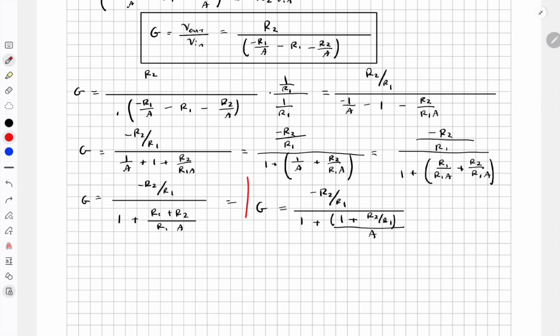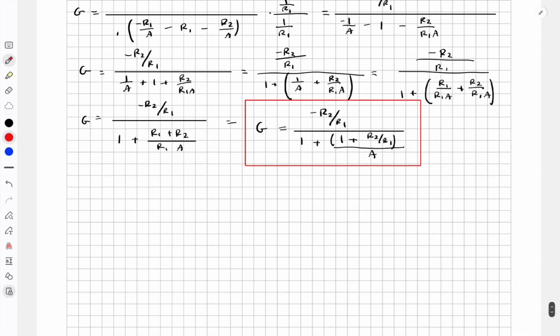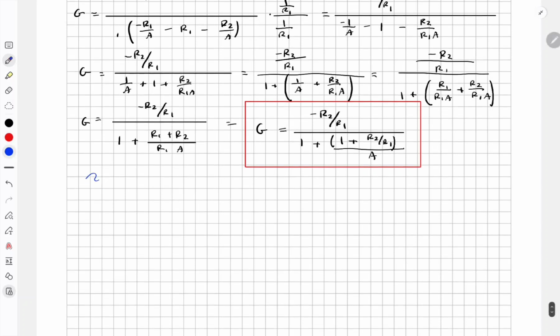So here's another way of writing this gain, and you might be wondering, why do I care to write it this way? That is a very interesting thing, because remember, as A goes to infinity, the op amp becomes more ideal.